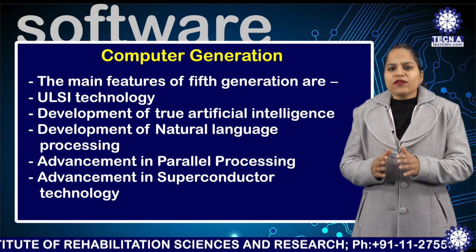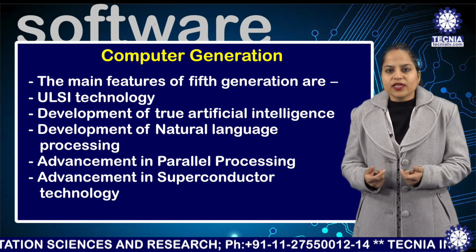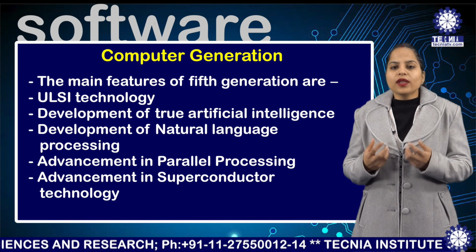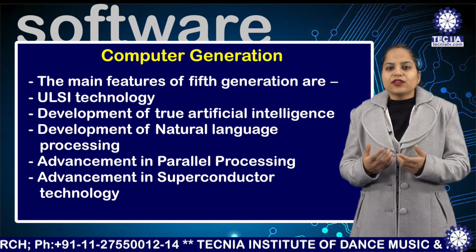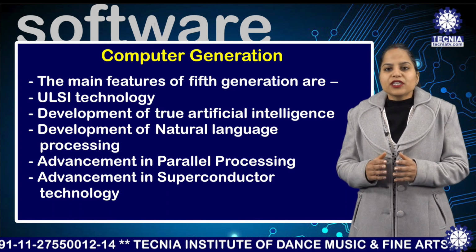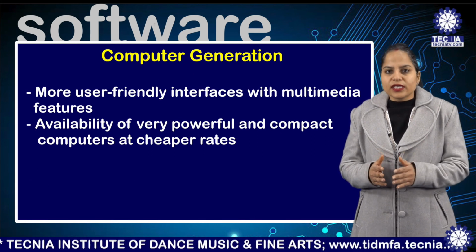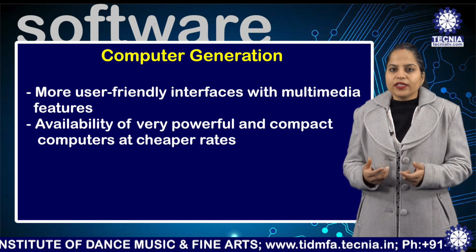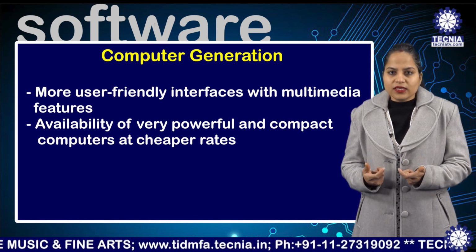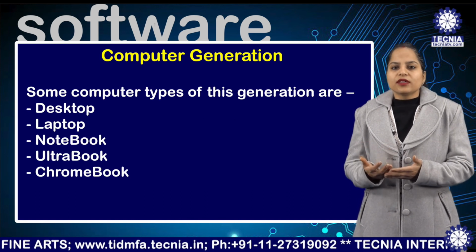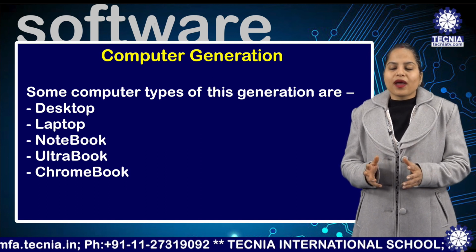The main features of the fifth generation are ULSI technology, development of true artificial intelligence, development of neural network processing or natural language processing, advancement in parallel processing, advancement in superconductor technology, more user-friendly interfaces with multimedia features, and the ability to build very powerful and compact computers at cheaper rates. Some computer types of this generation are desktop, laptop, notebook, ultrabook, Chromebook and so on.